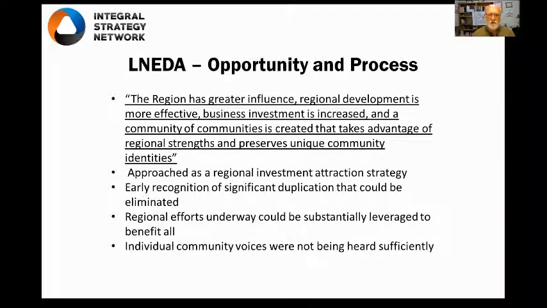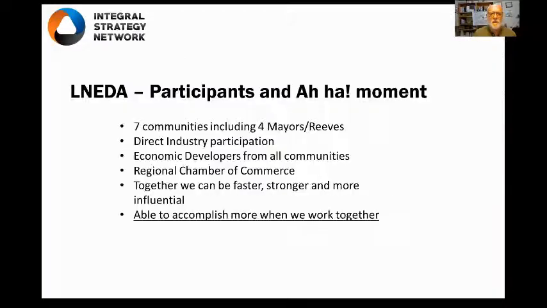It's early recognition of significant duplication that could be eliminated. Lots of regional efforts were already underway that could be substantially leveraged, and individual community voices were not being heard sufficiently. So they wanted to fix all of those things at the same time. They had a number of communities that participated, including 4 mayors and reeves that actually worked through this process with us and built their strategy roadmap.